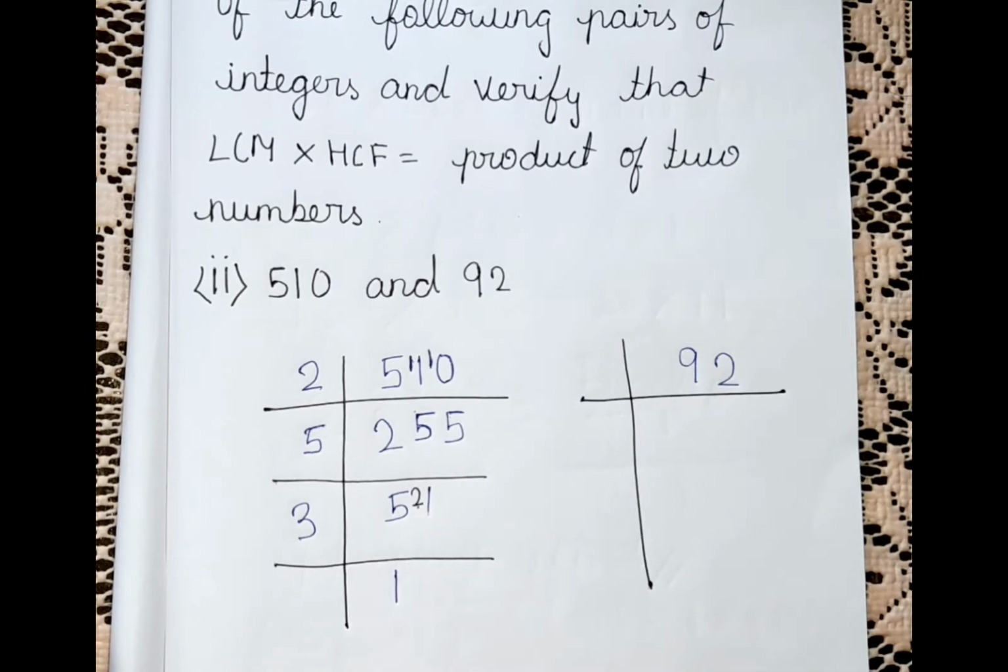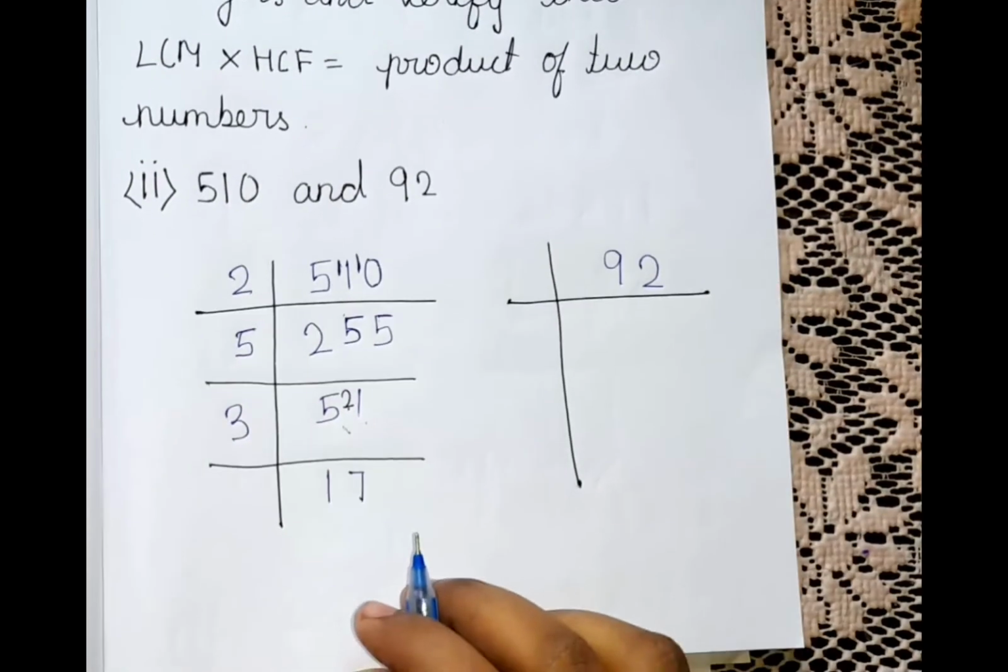Now it is 21. Do you guys know 7 3s are 21? So we got the exact number similar to this number, that is 21. So we can write 7, because 7 3s are 21.